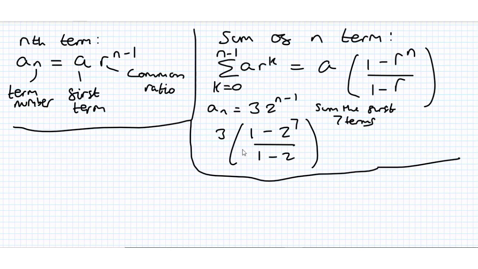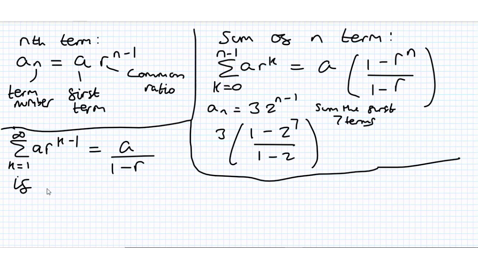Finally, we are going to look at the sum to infinity of a geometric series. So this is when we sum up terms of a geometric sequence but up to infinity. So, summing up to infinity from k equals 1 of a r^(k-1), this converges and is equal to a over 1 minus r if the modulus of r is less than 1. Okay, so that's an important condition.